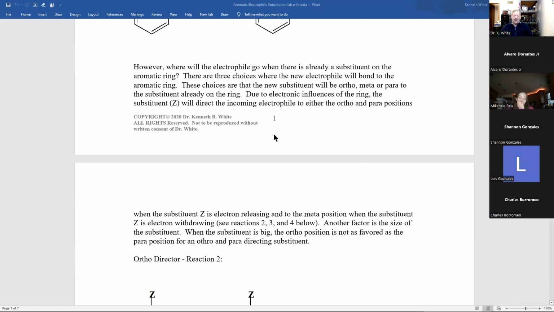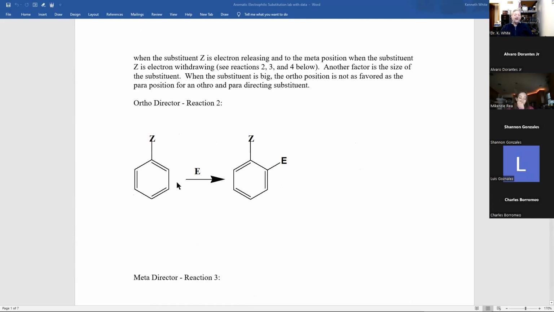But what if there's something on there, a group? And in organic chemistry, somebody came up with the idea for this situation, the group on there we'll just call Z, because it can be many different things. And if you have the electrophile, it can react to replace the hydrogen here and this one, and that's ortho position. 1, 2, or 1, 2. And I put it on here, and this is called an ortho director. Z would be an ortho director.